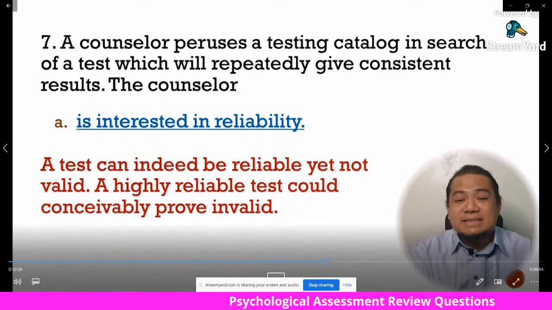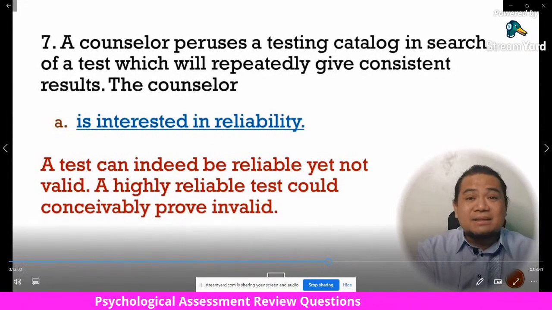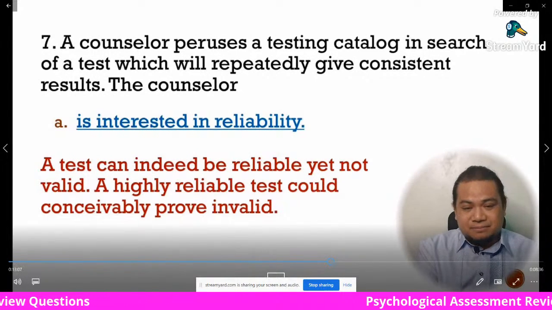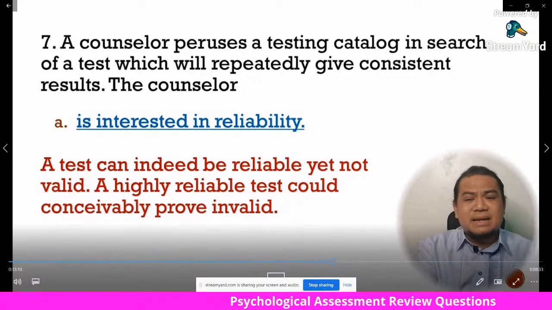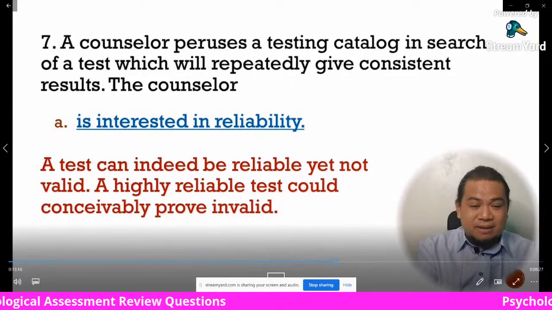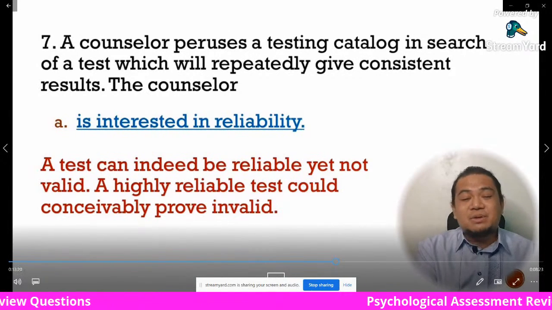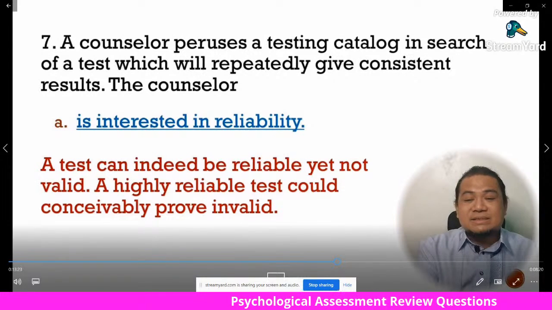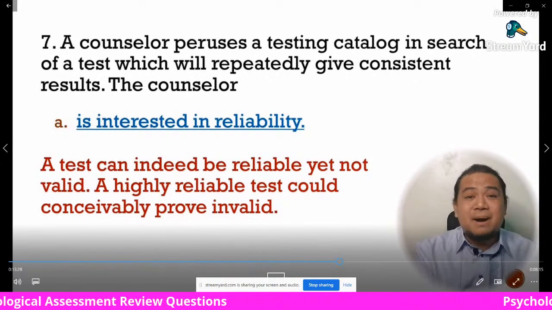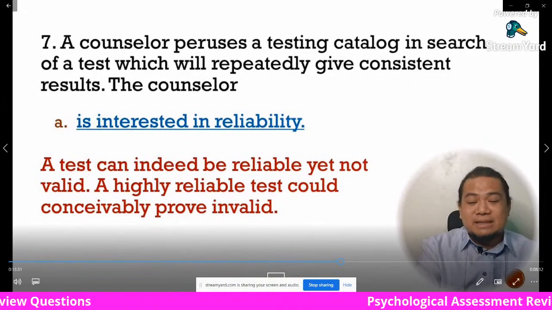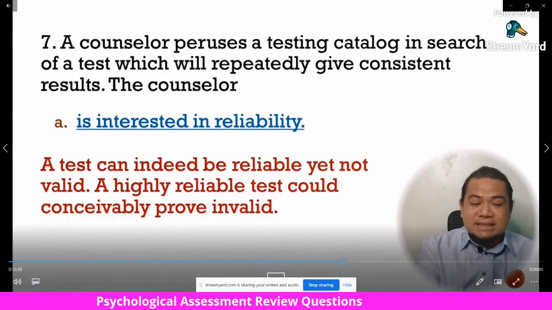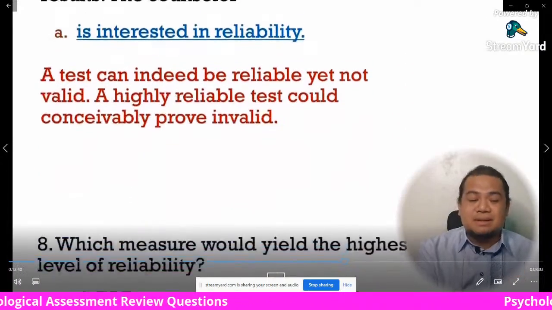We have to be aware that a test can indeed be reliable yet not valid. A highly reliable test could conceivably prove invalid. A scale that invariably reads 29 kilos when you weigh 43 kilos would hardly be providing a valid assessment of your true weight. The score, nevertheless, is consistent or reliable. Thus, a test can have a high reliability coefficient but still have a low validity coefficient. Reliability places a ceiling on validity, but validity does not set the limits on reliability.